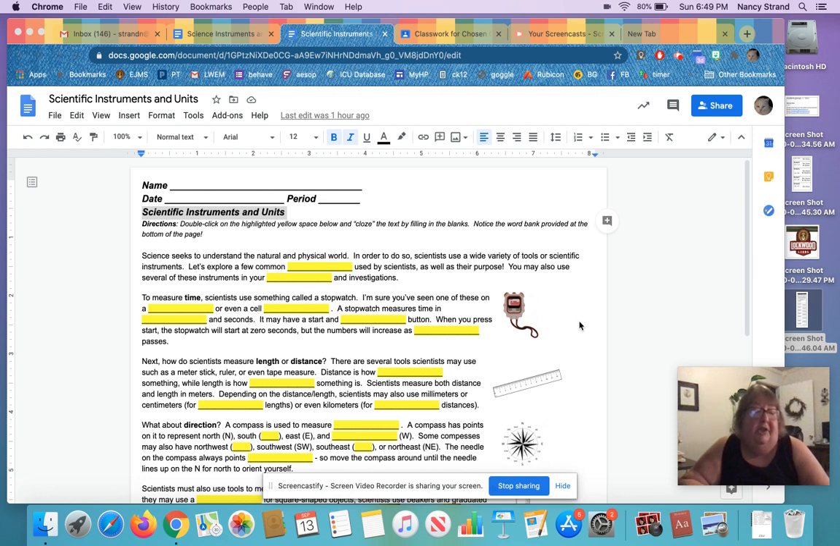One last tool that you may use in your science lab or an experiment is a thermometer. I'm sure you've seen one of these, especially if you felt sick or been to the doctor and had a temperature. This is exactly what the thermometer measures, your temperature. Scientists use degrees Celsius as the unit of measurement for temperature. Water freezes at 0 degrees Celsius and it boils at 100 degrees Celsius in metric. And metric is what we use for science.